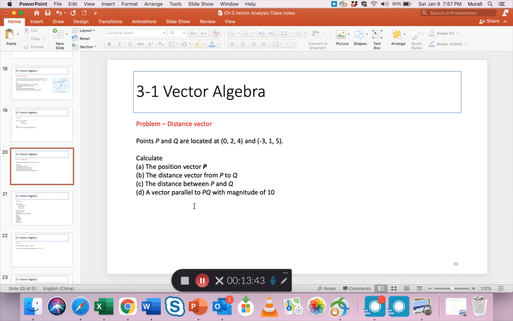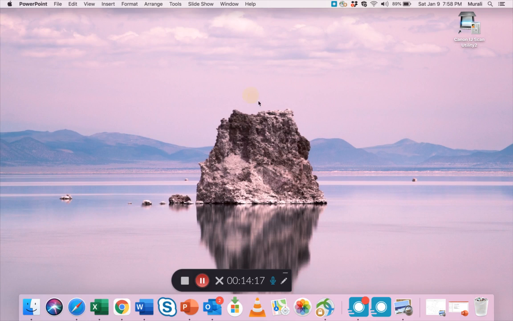Okay, all right. Now I have some other problems from elsewhere and from the back of the chapter. I think you'll benefit more if I spend more time on those. So the first of these problems, I just call it a distance vector. Two points are given, their coordinates are given, and we have to calculate the position vector P, the distance vector from P to Q, the distance between P and Q, and a vector parallel to PQ with a given magnitude. Okay, so let me walk you through the solution.